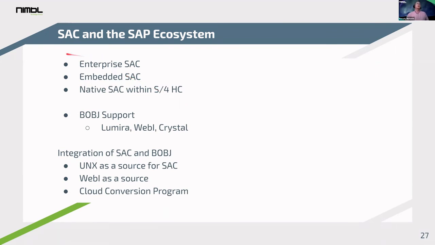So just to summarize, enterprise SAC, embedded SAC, and native SAC within S/4HANA Cloud, these are all the kind of flavors of SAC that you may be seeing in the market. In addition, SAP continues to support Business Objects, right? Especially with Lumira, Webi, and Crystal for those customers that need on-premise solutions for dashboarding and analytics. But with Webi and Crystal, you'll see more and more of the reporting functionalities that Webi used to bring being pushed into SAP Analytics Cloud functionality, as well as more and more the formatted reporting functionality that Crystal Reports brought.